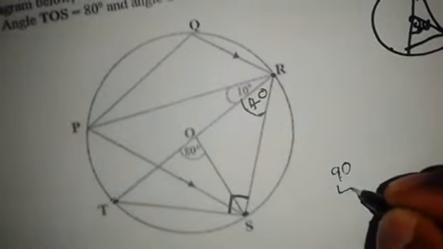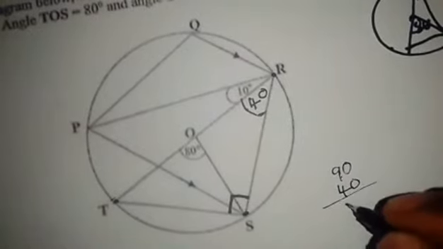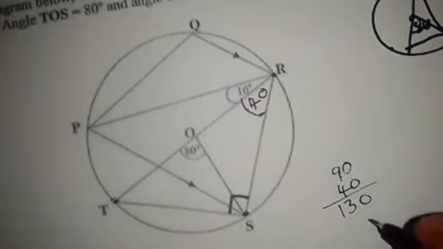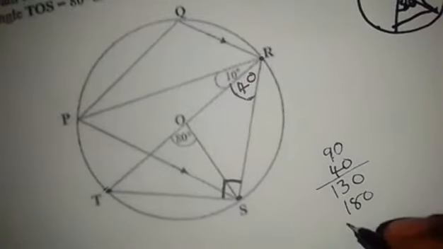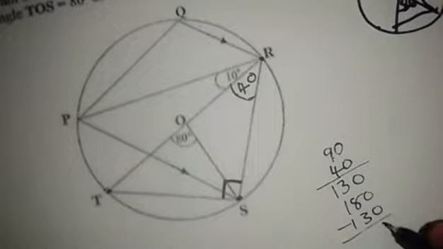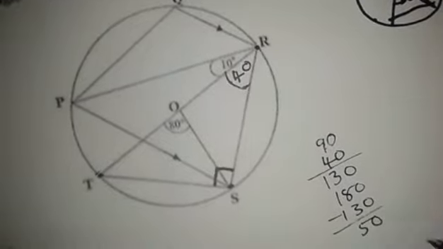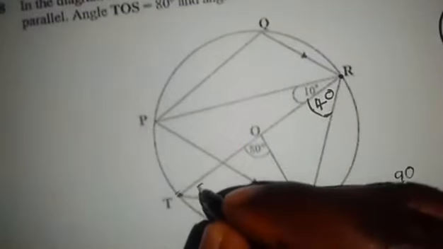90 tomuedza na 40. So 90 plus 40 panobuda chi 130. Saka takuchiti 180 minus chi 130. So 180 minus 130 panobuda chi 50. Saka angle pana T inobva yabuda iri 50.